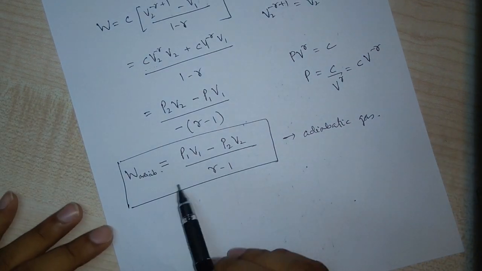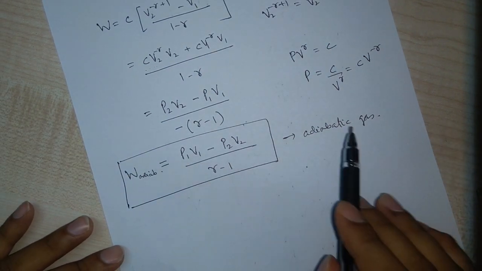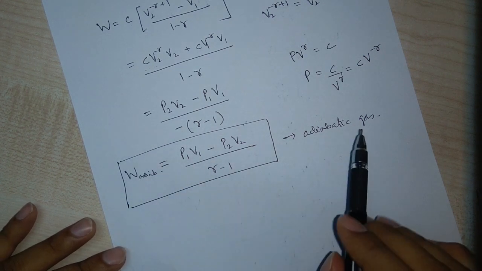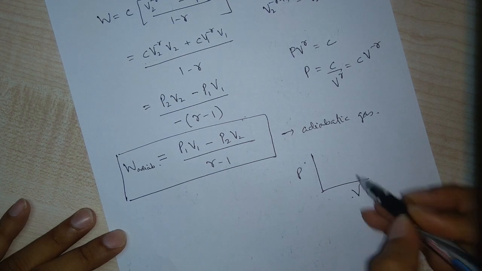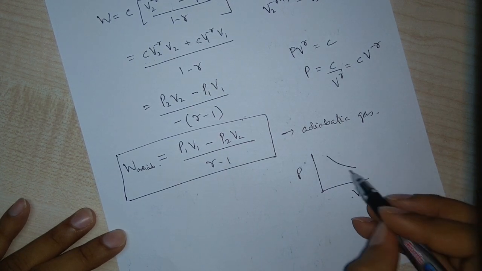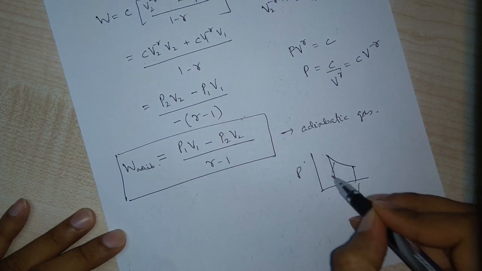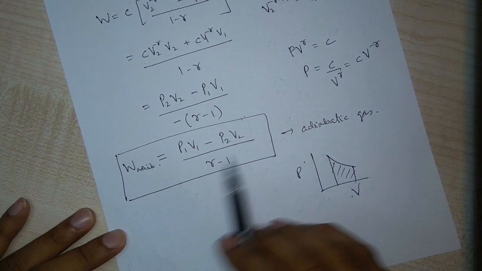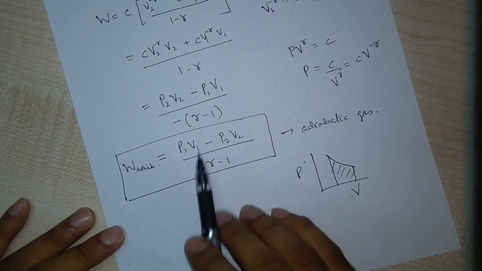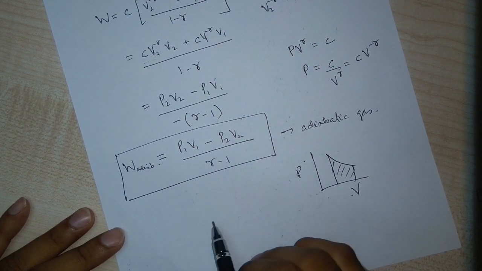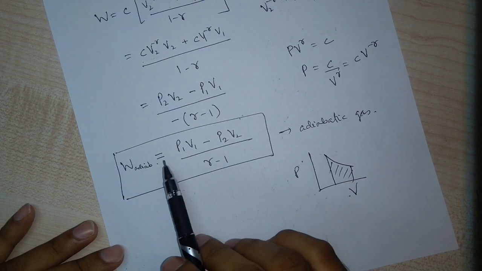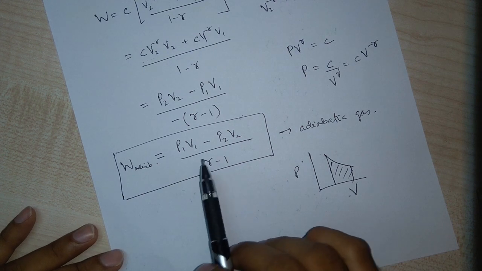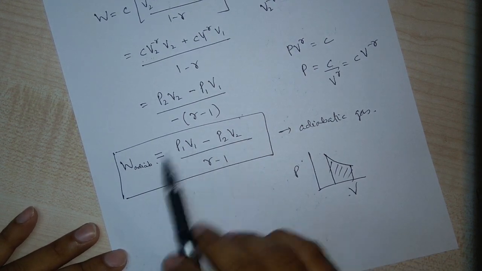So when we solve problems, if the process is adiabatic and we have a PV diagram, we can find the work done by this process using this equation. Similarly, for any PV diagram, whatever path or process it follows, we can find the work done for each process by one of these equations.